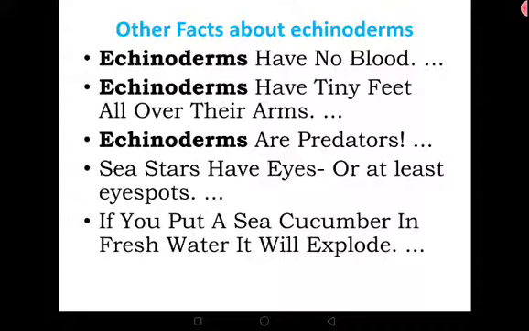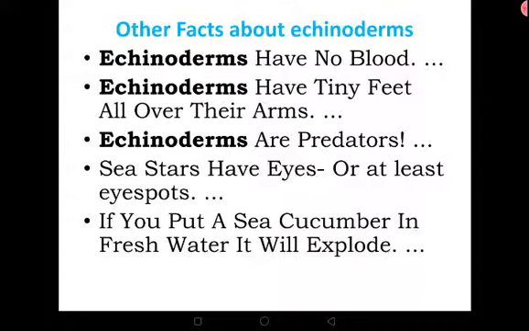Other facts about them: the echinoderms don't have blood. Did you know that? They have a water vascular system. Echinoderms have tiny feet all over their arms, as we saw earlier. Echinoderms are predators. Did you know that? The sisters have eyes, or at least eye spots that they use for sensing, especially detecting light.